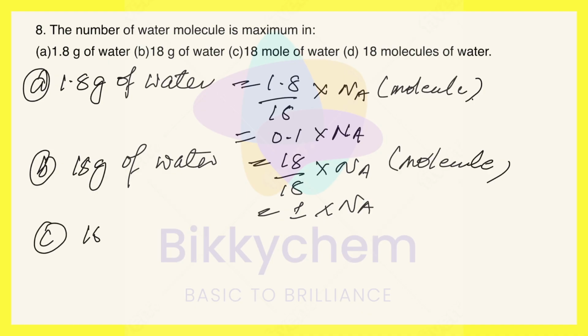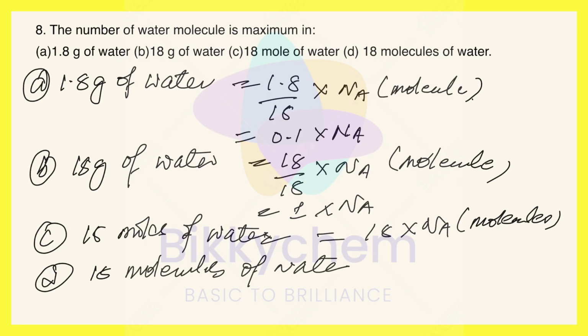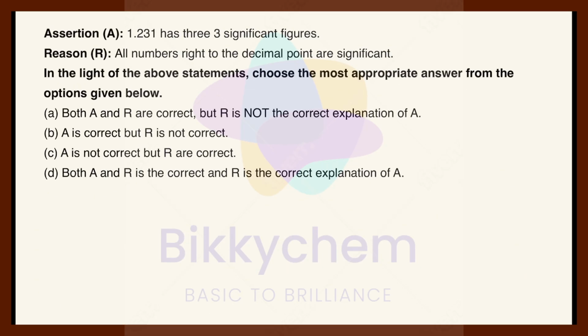C will be 18 moles of water, so it will be 18 into Na in terms of molecules. And D is 18 molecules of water, which is 18 molecules. So if you see options A, B, C, D, the maximum number of molecules is in the case of option C. So the answer is option C. Let's do the next question.